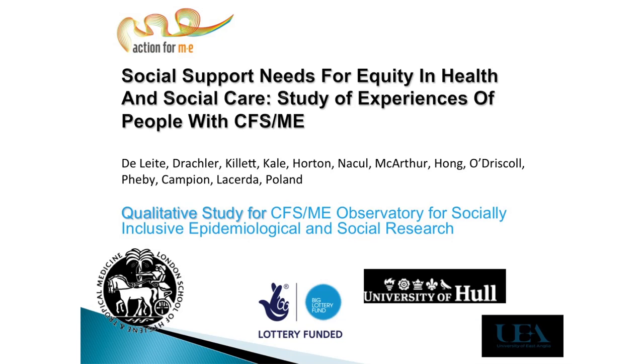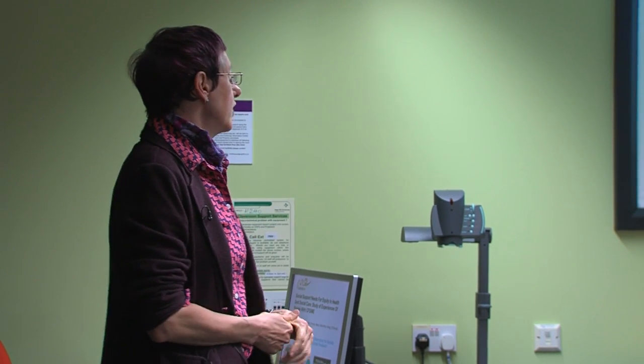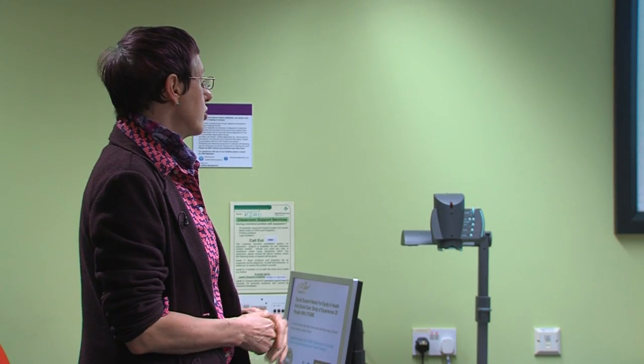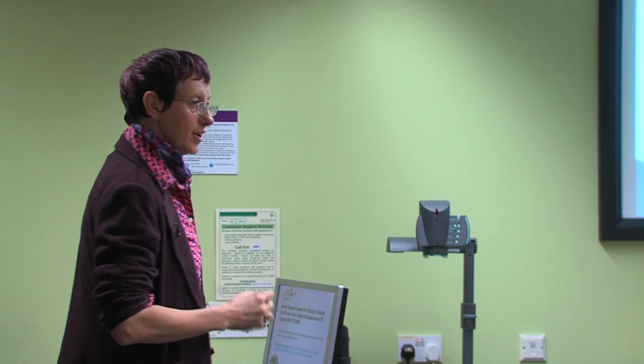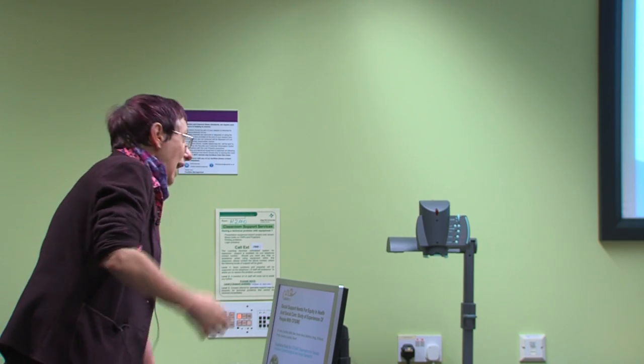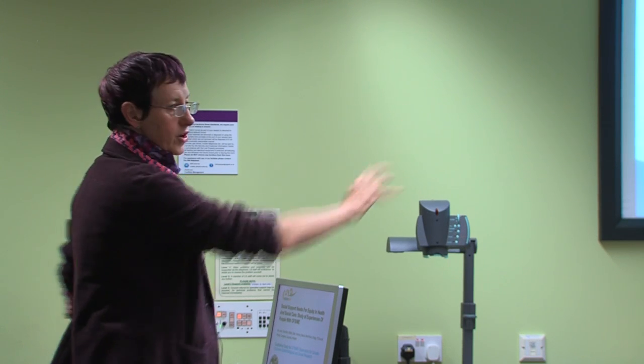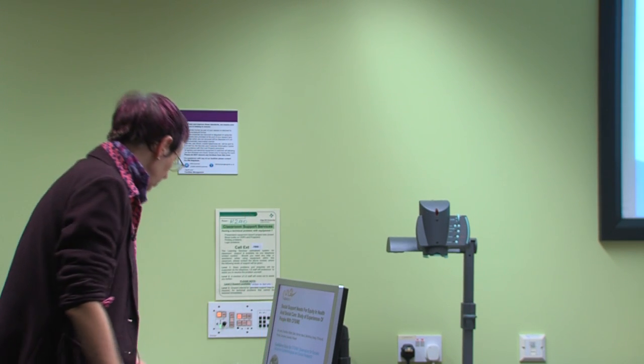So I'm going to start with one very interesting but very challenging programme. And this was one which is part of the CFSME Observatory for Socially Inclusive Epidemiological and Social Research. And this was a programme of the research that was commissioned by Action for ME. So this was a national organisation working closely with, and I can't say the CFSME community, there is not the, because it's a highly contested area where there are very, very different stances. So I will say some of the CFSME communities. And this is a big collaboration with four universities collaborating with Action for ME, and then a whole range of associated networked groups.